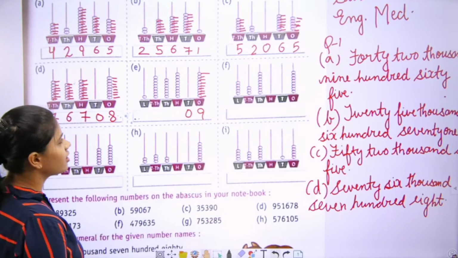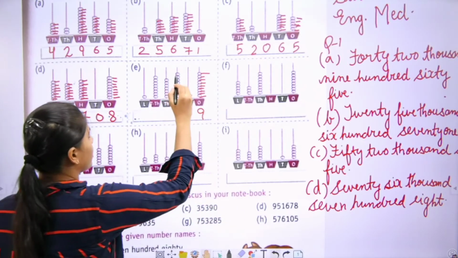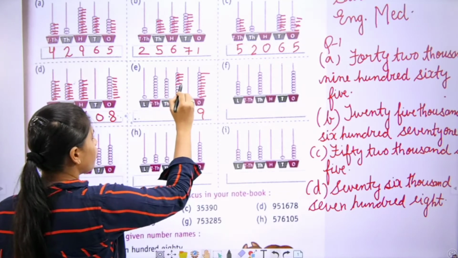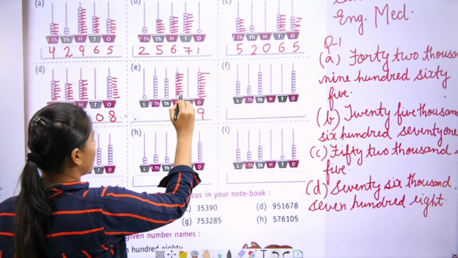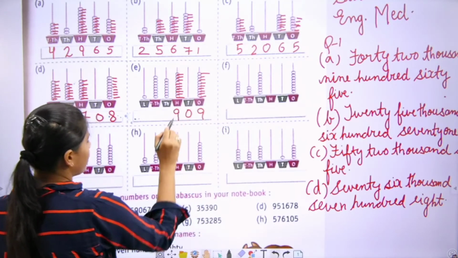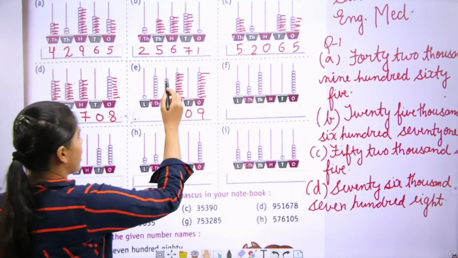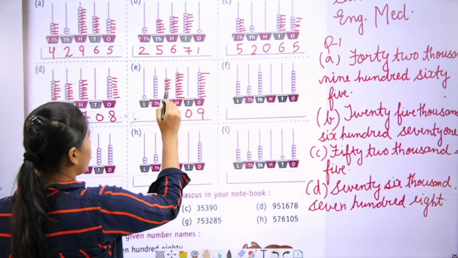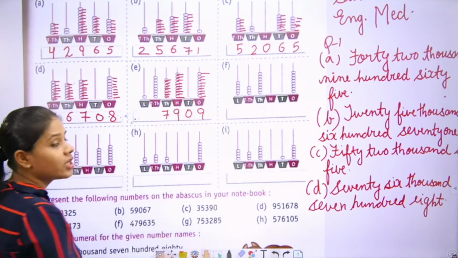Next, in 100 side, how many bits are there? Let's count all together. 1, 2, 3, 4, 5, 6, 7, 8, 9. We will write here 9. Now move to the 1000 side. 1, 2, 3, 4, 5, 6, 7. We will write here 7.